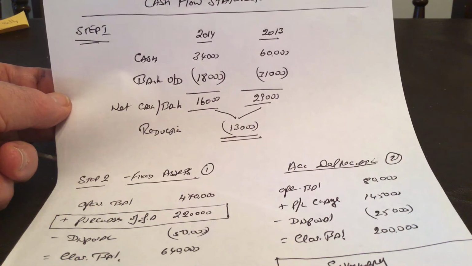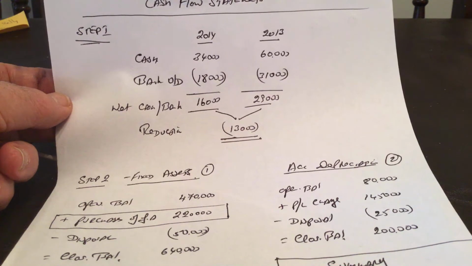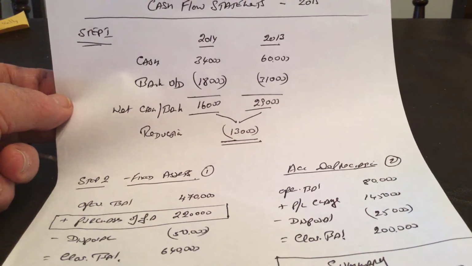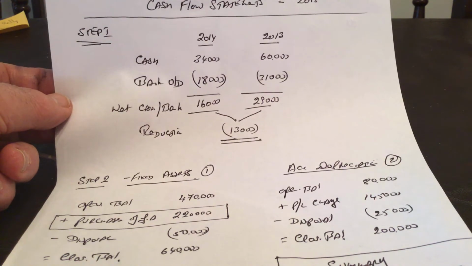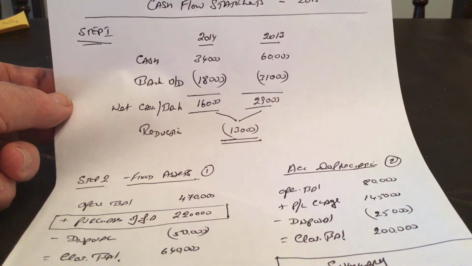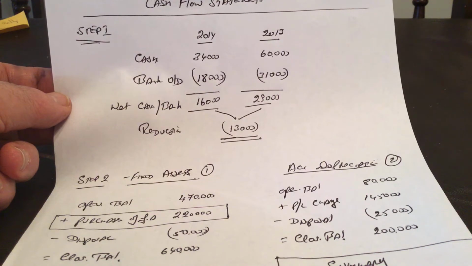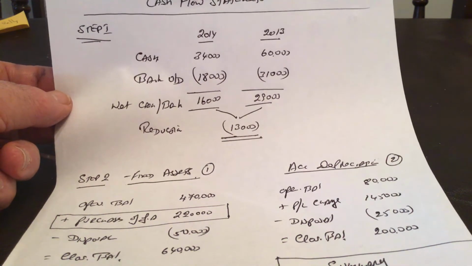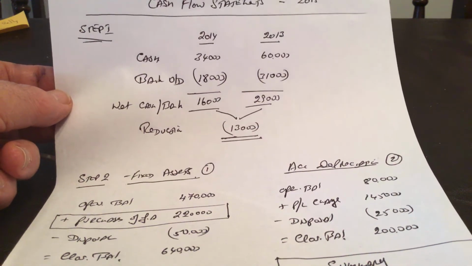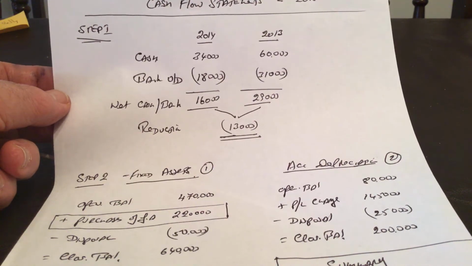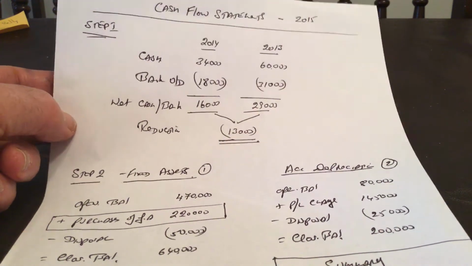So 34,000 minus 18,000 gives me a net cash at bank of 16,000 in 2014 and 29,000 in 2013. And this tells us that there's a reduction of 13,000 in the net cash at bank. That's actually our answer. That's what we're working towards, to reconcile where that figure came from.